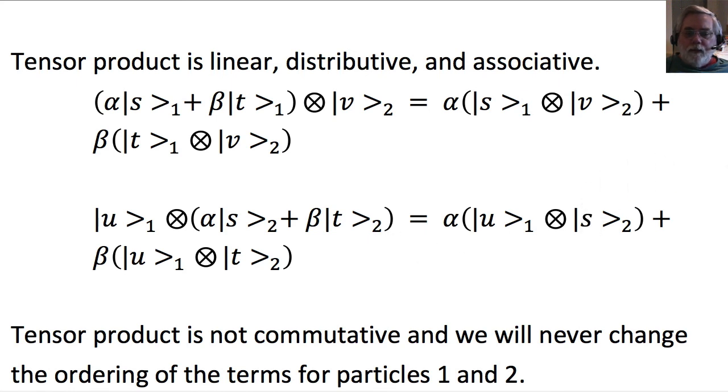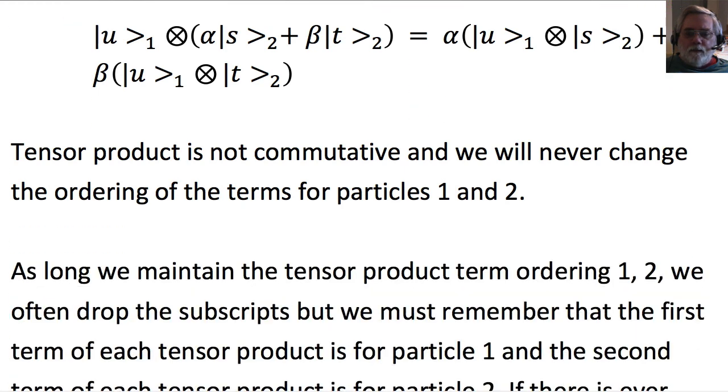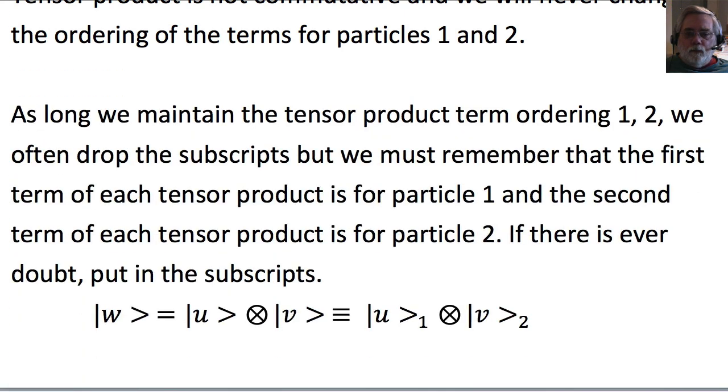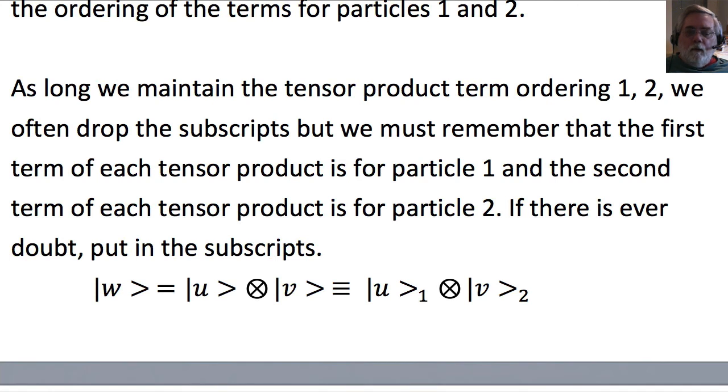Tensor product is not commutative, and we will never change the ordering of the terms for particle 1 and 2. As long as we maintain the tensor product term ordering 1, 2, we often drop the subscripts, but we must remember that the first term of each tensor product is for particle 1, and the second term of each tensor product is for particle 2. If there's ever any doubt, put in the subscripts.